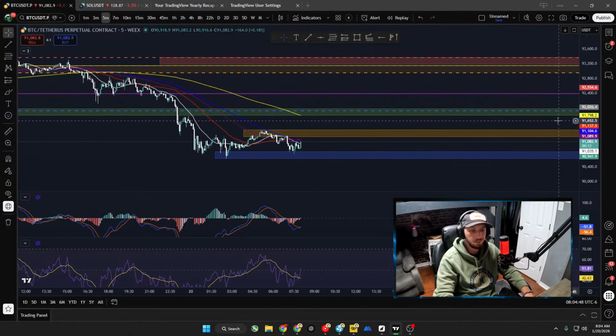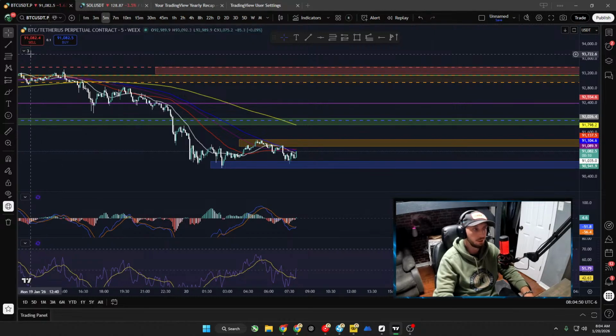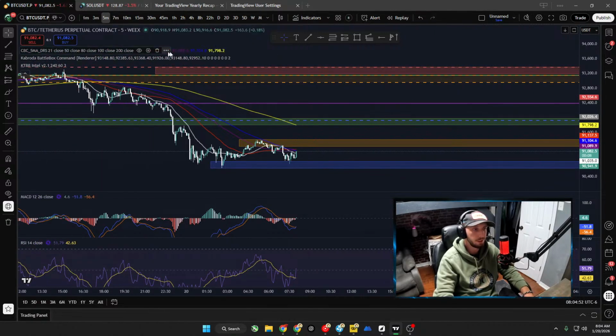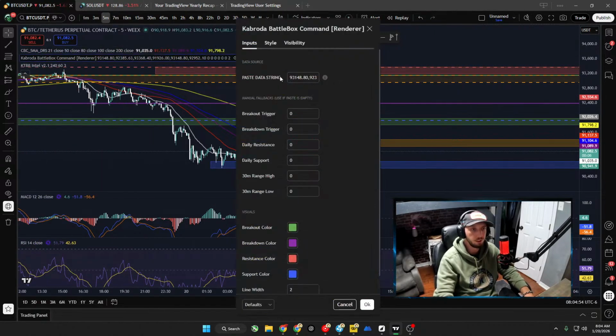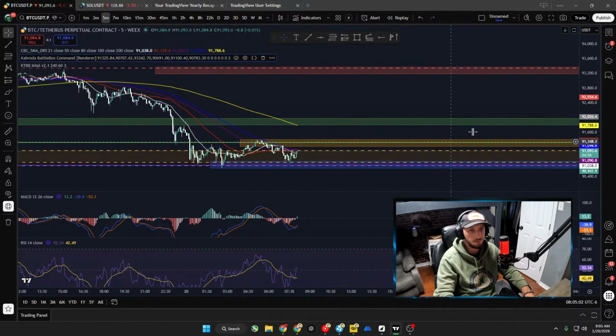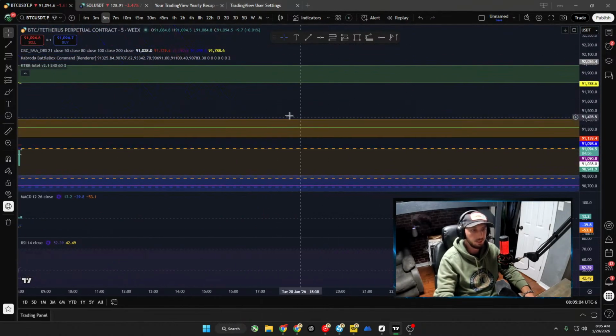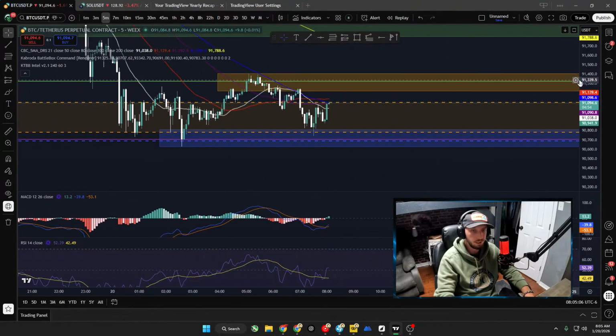They're all on here. So what we'll do is open up our Kubota Battle Box indicator. It also comes with a subscription to our site. And we're just going to go ahead and drop our new data string right into there, and that will set up our lines in the correct spot for today.